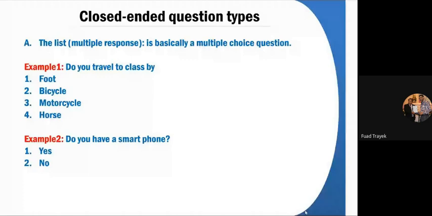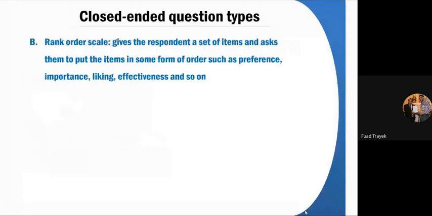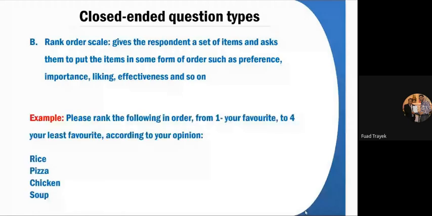The second type is the rank order scale. Here you rank the options or answers based on your own opinion. It gives respondents a set of items and asks them to put the items in some form of order, such as preference, importance, liking, effectiveness, and so on. The example here: please rank the following in order from 1, your favorite, to 4, your least favorite, according to your own opinion. For example, rice is my favorite, then soup is my least favorite. You list them based on your own opinion.